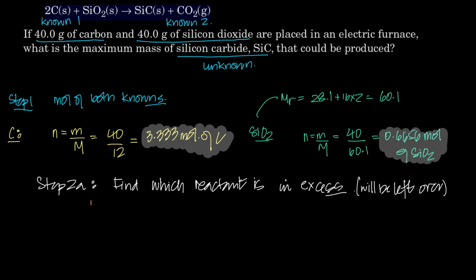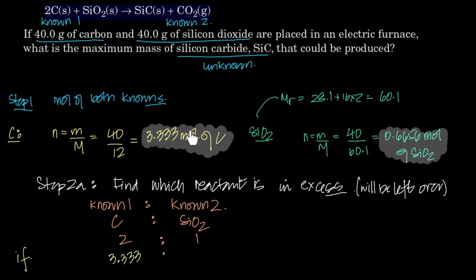So now I'm going to look at the ratio between the two knowns, known 1 and known 2. Known 1 is carbon and known 2 is SiO2. So carbon to SiO2, their coefficients are 2:1. Now you've got to choose one or the other. If I take this amount of carbon, how much silicon dioxide would I have needed? Because the ratio is 2:1. If I take 3.33 moles of carbon, I would have needed 1.667 moles of SiO2.